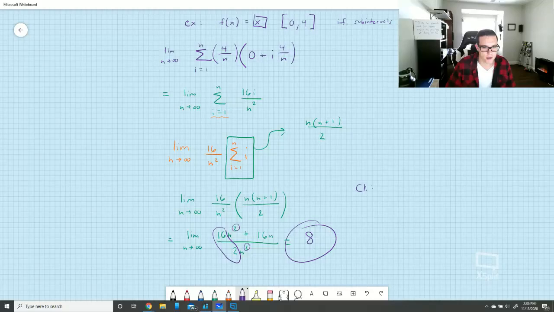Well, we can check it. The integral from 0 to 4 of x dx, which is 1/2 x squared, from 4 to 0. Plug in 4, you get 16 divided by 2 is 8.